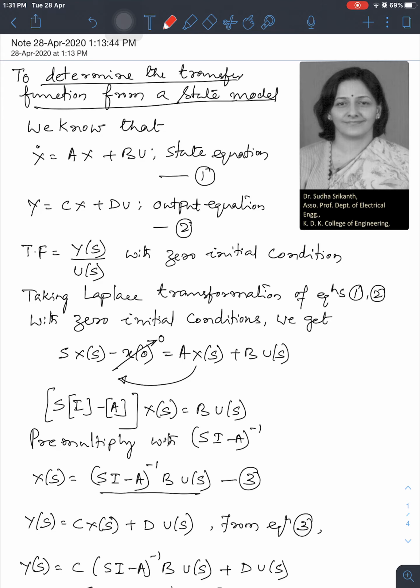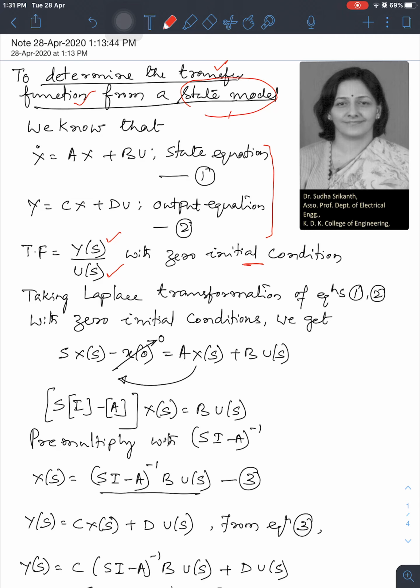So our objective is to find the transfer function from the state model. This is being given. What do we mean by state model? State model is represented with the help of two equations we are already familiar with. We have done several problems. One is the state equation, another is the output equation. However, we know the transfer function is the Laplace transformation of the output function Y(s) to the Laplace transformation of the input function U(s) with zero initial conditions.